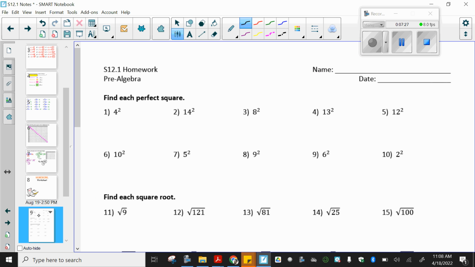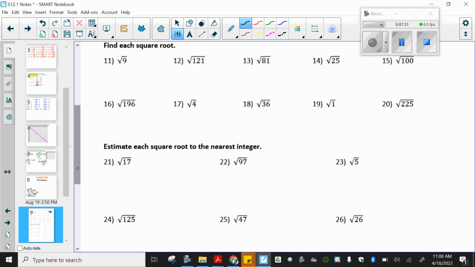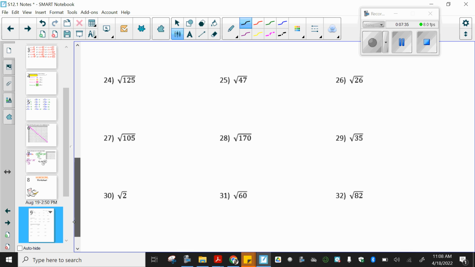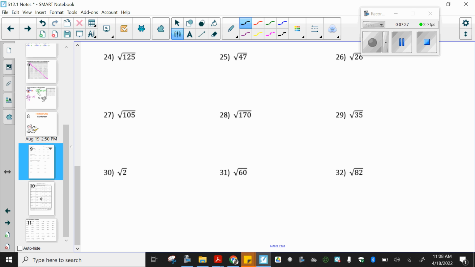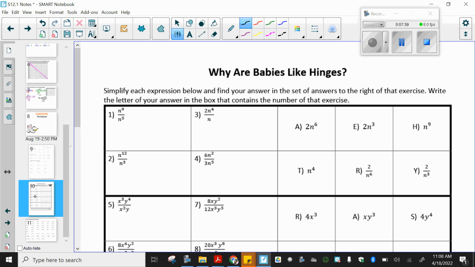Homework. Here's what we're doing. We want you to finish perfect squares. We've just done all these. Then you're going to find square roots. We've also done all of these. Then you're going to estimate, just like we did at the end right here. Right? On the back, we're going to have you practice the rules for exponents, right, and simplifying. Okay? All right. The answers are posted.